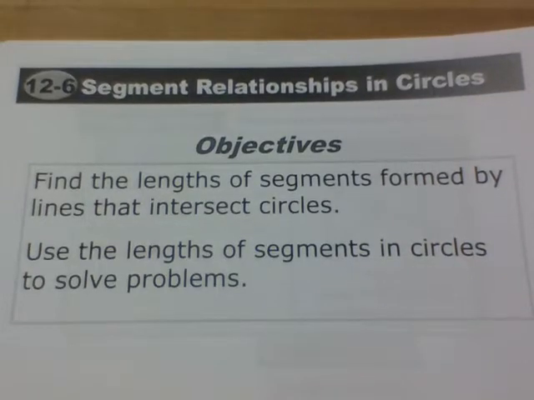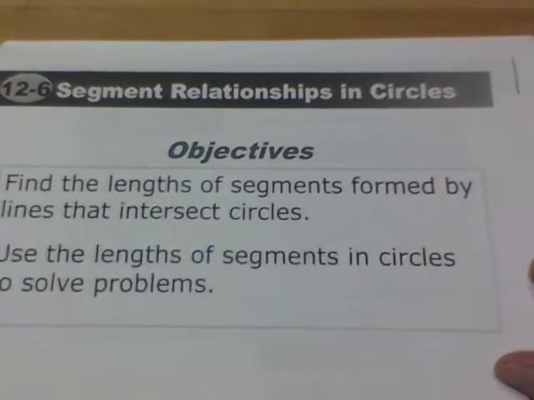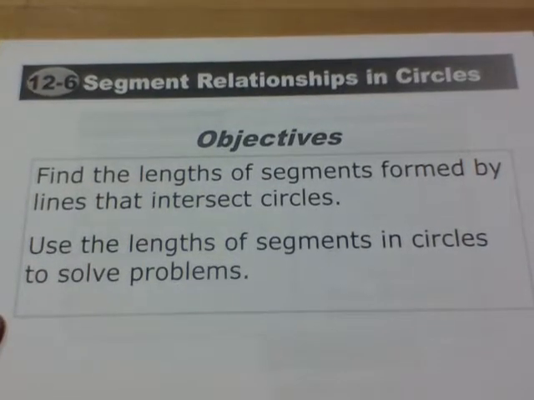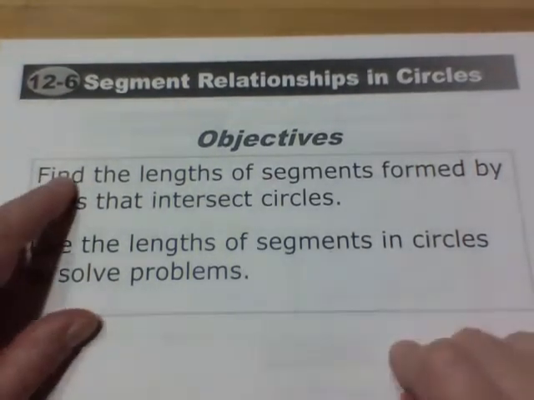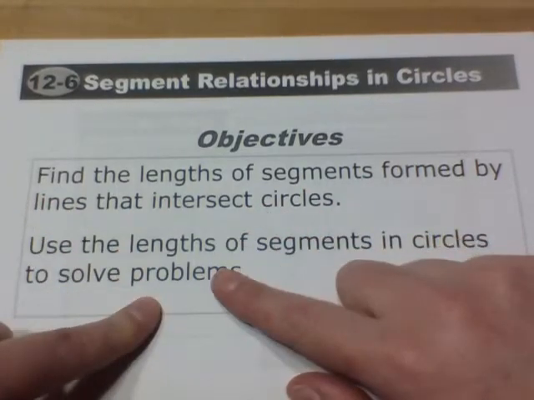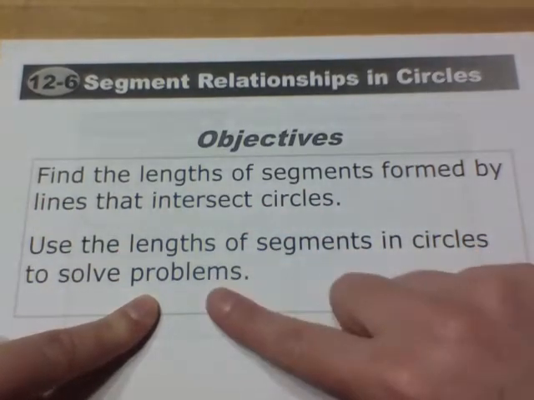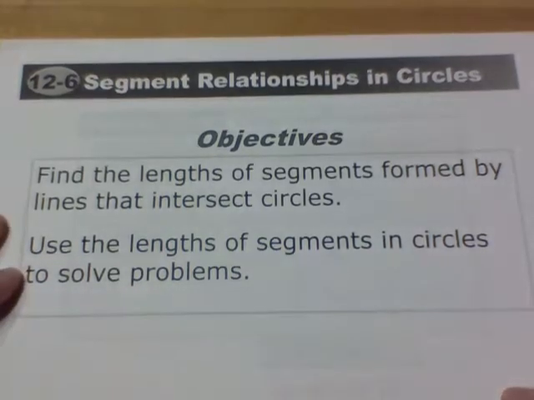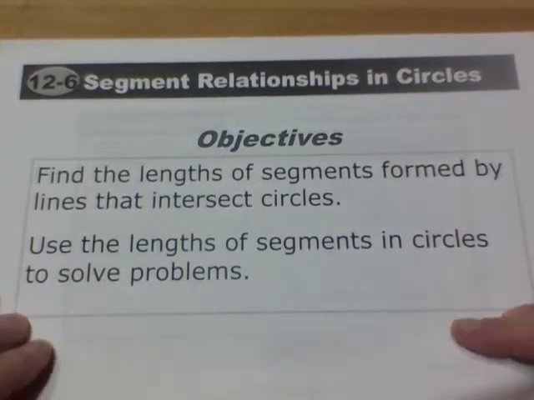Alrighty, so here we are with 12.6. We're talking about segment relationships in circles. And so our objectives are to find the lengths of segments formed by lines that intersect circles and to use the lengths of those segments to solve problems. So hopefully we will get there by the end of this.